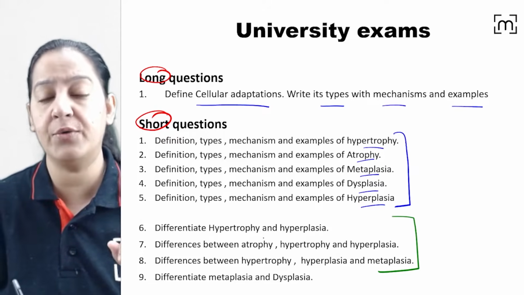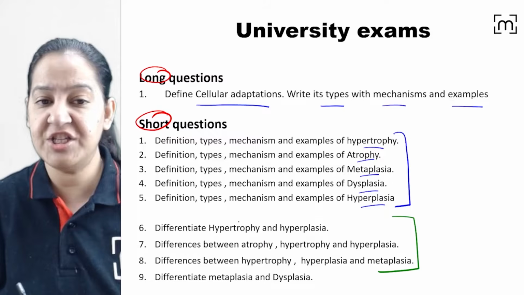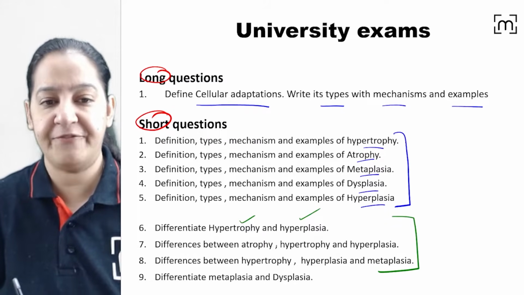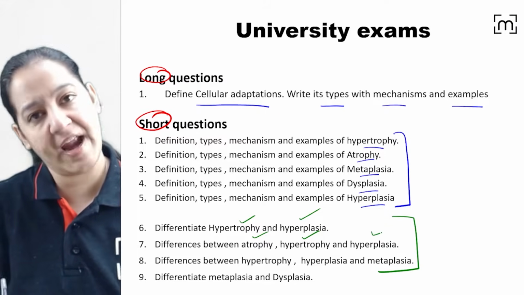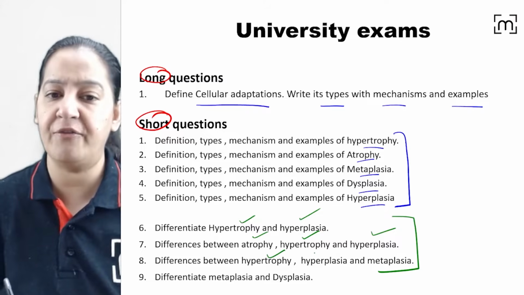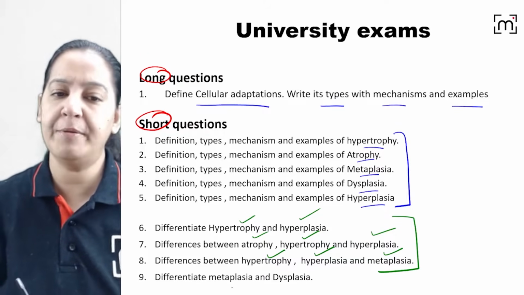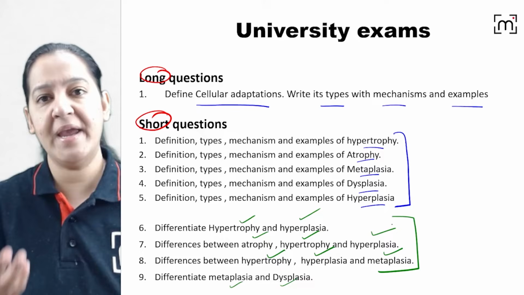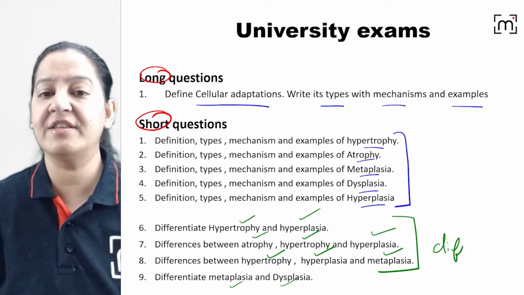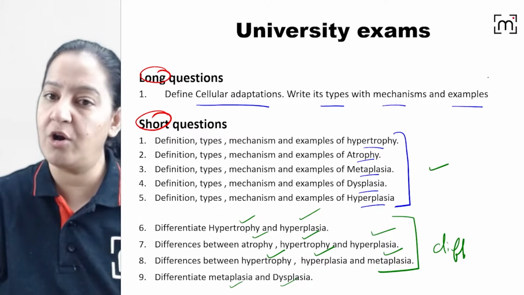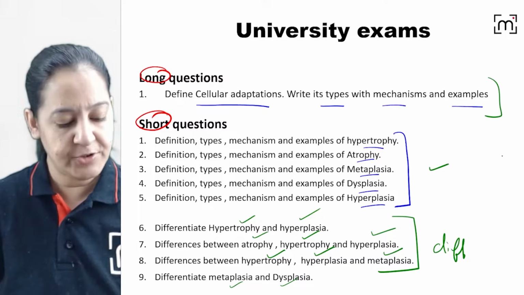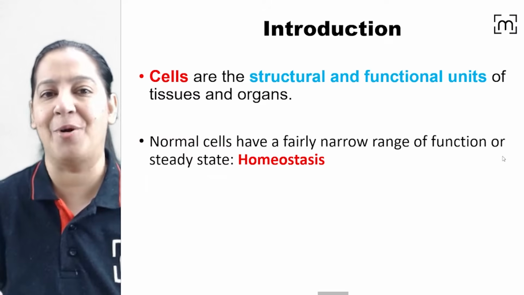Just for example, you can get a question like differentiate hypertrophy and hyperplasia, differentiate atrophy, hypertrophy and hyperplasia, differentiate hypertrophy, hyperplasia and metaplasia, or between metaplasia and dysplasia. So you may get the differences, you may get the short note, or you may get the long note on all 5 of them. So you should be prepared for all in this topic.